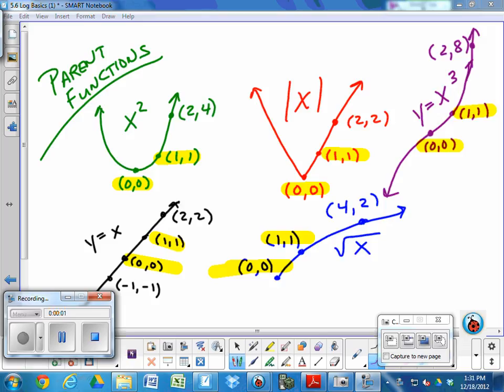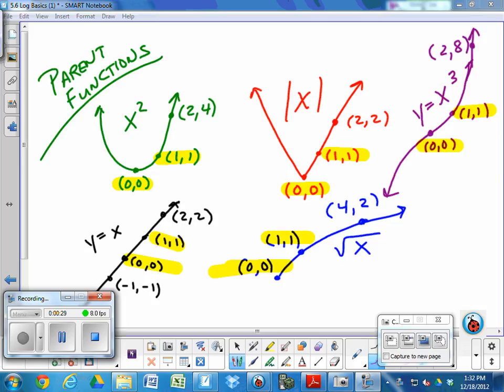What you see on the screen are 5 of the parent functions that we've learned so far this year. What do they all have in common, class? 0, 0, and 1, 1. They all go through those 2 points, but after they pass those points, they differ. Some of them stay linear, some of them are curved, some of them have symmetry, some of them do not. Actually, the only one without symmetry would be the blue one, square root. All right, the rest of them all do.